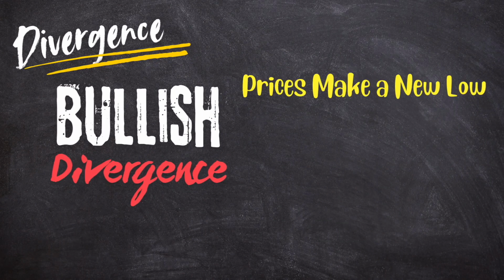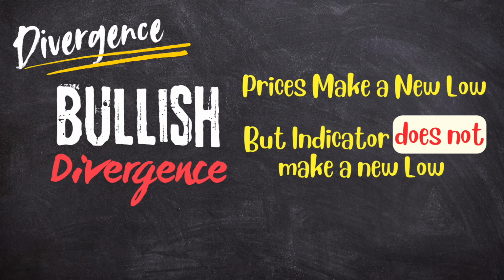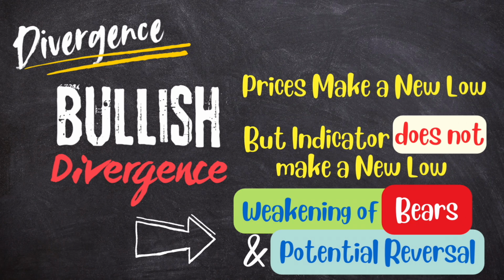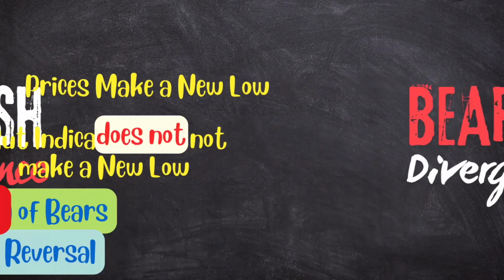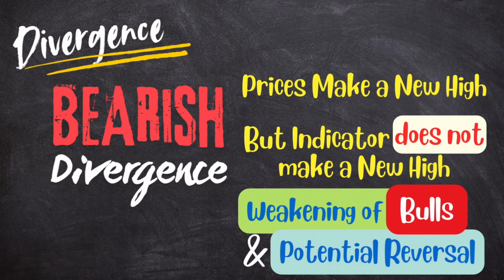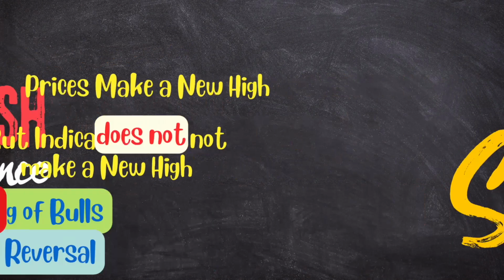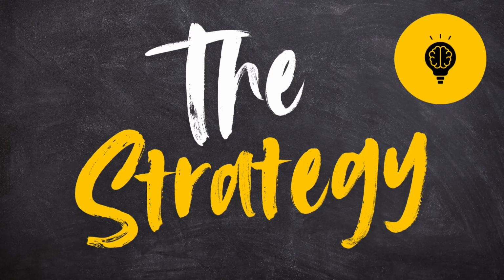Divergence is said to be bullish when the price makes a new low. However, the indicator does not follow and does not make a new low, which is considered to be a sign of the weakening of bears and a potential reversal in the bullish direction. On the contrary, bearish divergence would be the one where the price makes a new high, however the indicator does not make a new high, which is a sign of weakening of bulls and a point of reversal in the bearish direction. Let's move to our strategy.